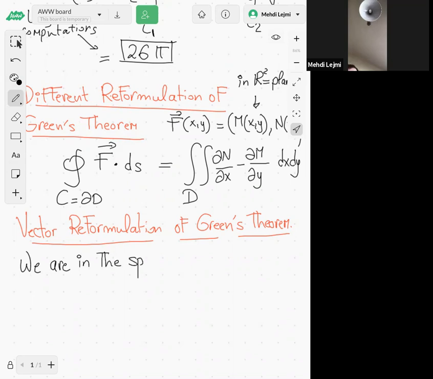Okay, so this vector reformulation of Green's theorem is going to be in space, which means, of course, R3. Okay, so I'm going to write my vector field F.